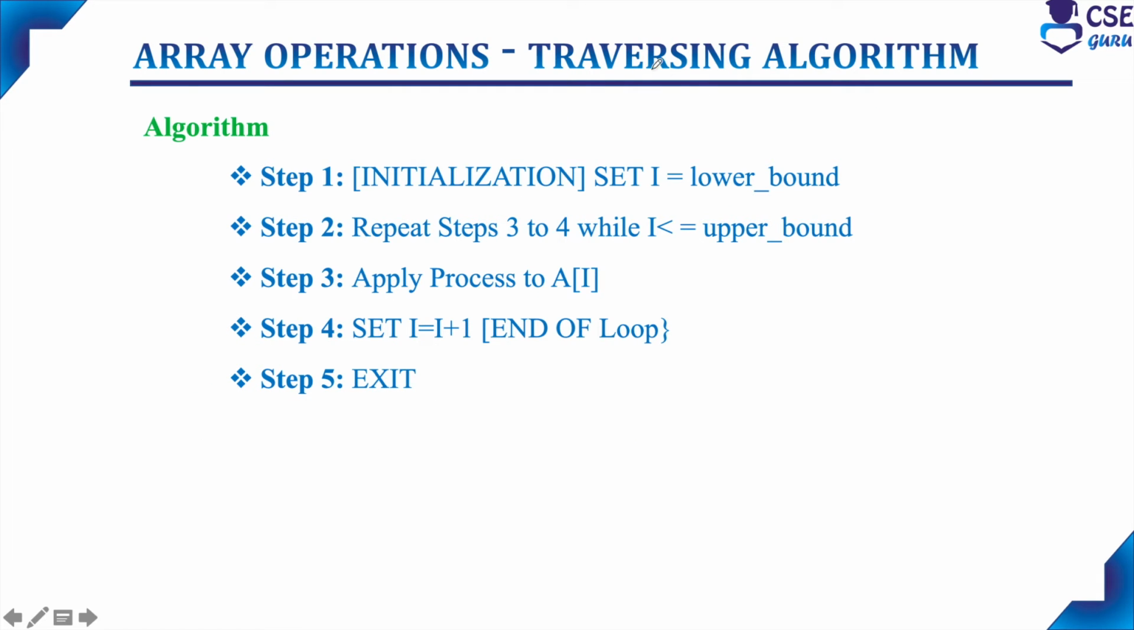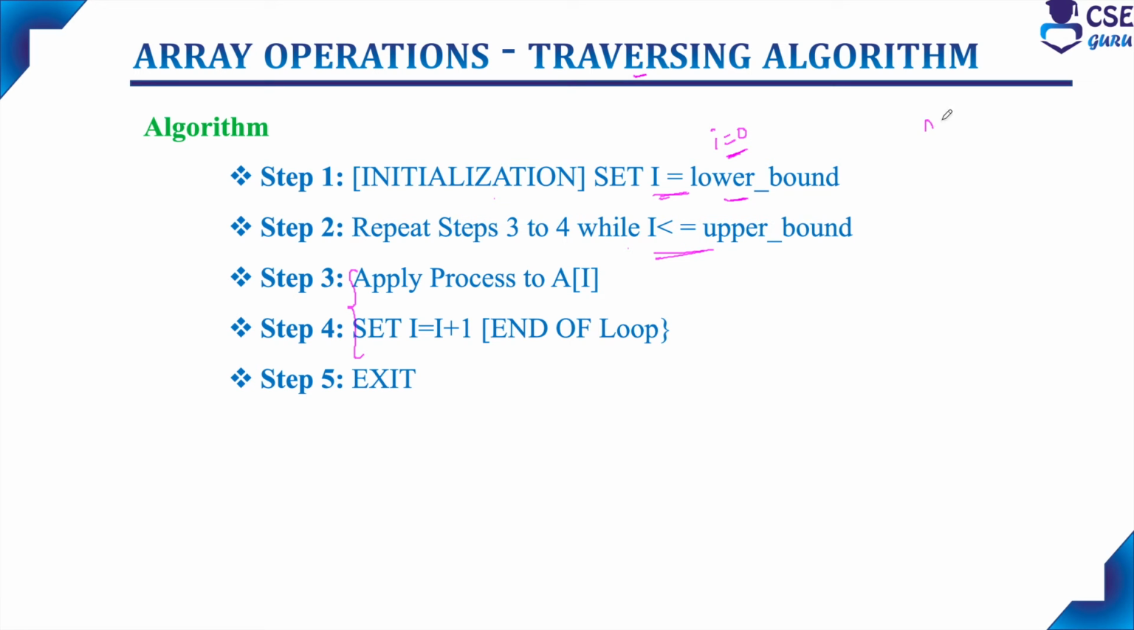And the traverse algorithm: initially set I equal to lower bound. I usually we will consider as 0. That is the starting location. It will represent the starting location element. So I is equal to lower bound. Repeat steps 3 and 4 until I is less than or equal to upper bound.